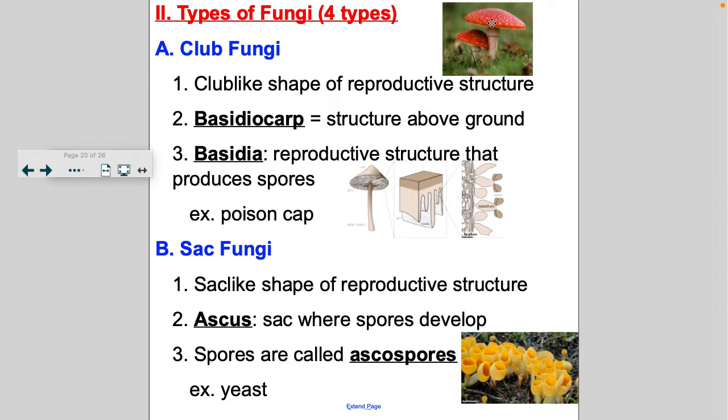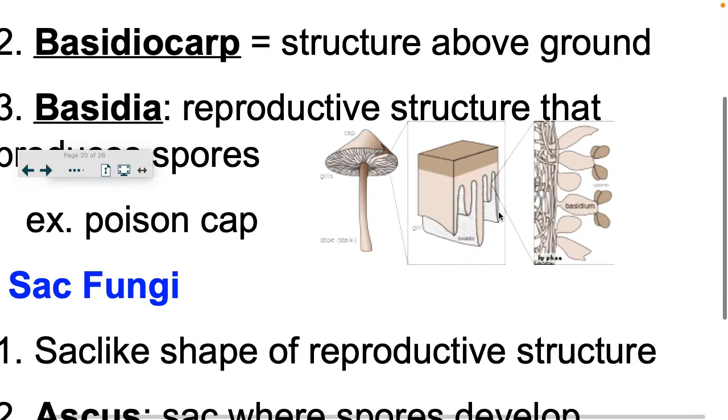Club fungi. When you think fungi, you're thinking mushrooms, and this image probably pops into your head. All of the 4 fungi that we're going to cover are named because of what their reproductive structure looks like. Club fungi are called club fungi because their reproductive structure looks kind of like a club. The structure you see above the ground is the basidiocarp, and right underneath the basidiocarp you see these gills. If you zoom in on the gills, you'll see the basidia, the structure that's club-like, and at the end of it are spores.